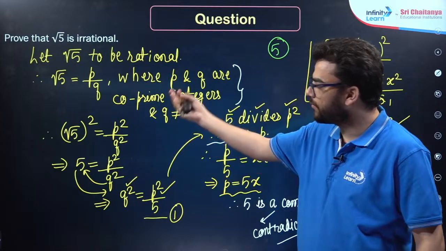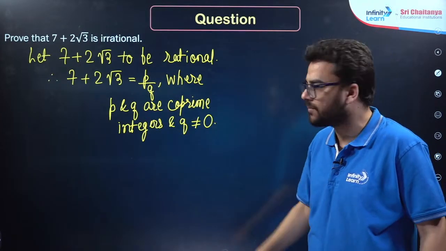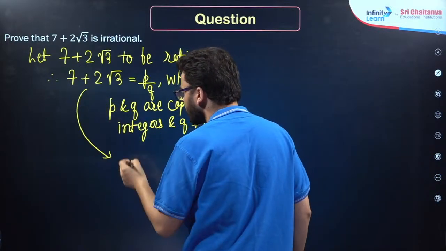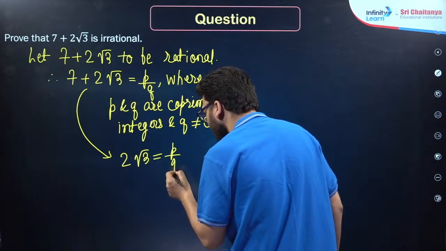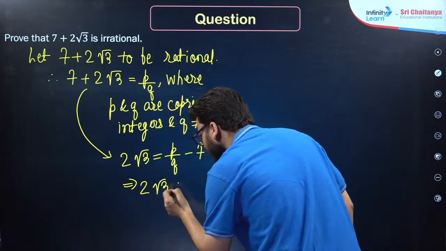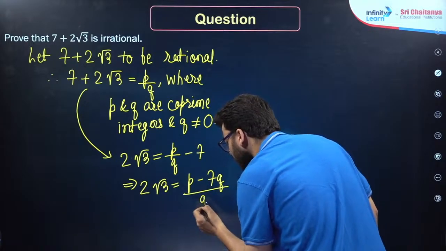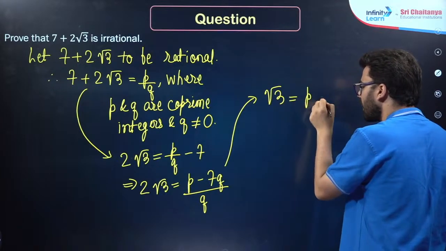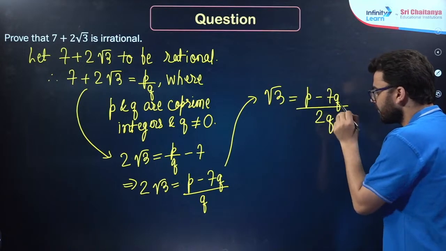If it is having any combination of rational and irrational numbers, you have to do it like this. Basically, you have to separate out the irrational number. You see this: it can be written as p by q minus 7. And then we can further simplify 2 root 3, which is equal to p minus 7q upon q. So what about root 3 over here? Root 3 is equal to p minus 7q upon 2q. Is it clear?